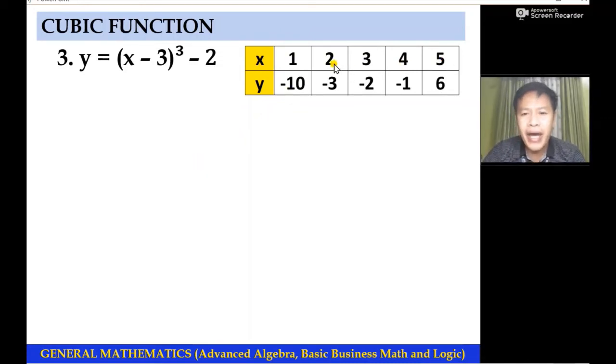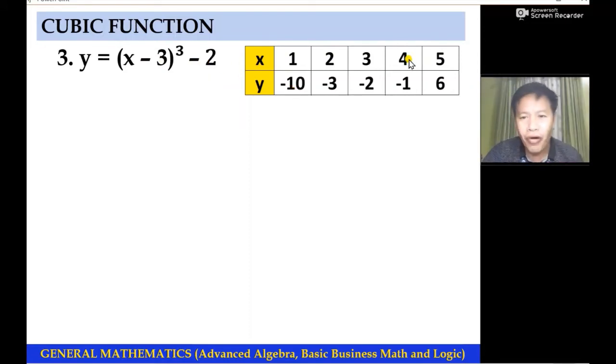Then solve. If x is equal to 2, 2 minus 3 is negative 1. Negative 1 raised to 3 is negative 1. Negative 1 minus 2 is negative 3. That is correct. If x is equal to 1, 1 minus 3 is negative 2. Negative 2 raised to 3 is negative 8. Negative 8 minus 2 is negative 10. How did I get negative 8? 1 minus 3 is negative 2. Negative 2 times negative 2 is positive 4. 4 times negative 2 is negative 8. Negative 8 minus 2 is negative 10.